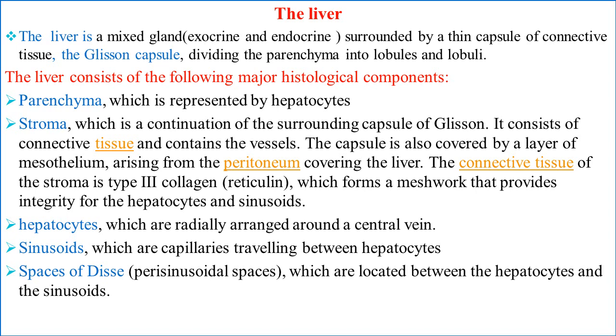While the stroma is a continuation of the surrounding capsule of Glisson, which consists of connective tissue and contains the vessels. This capsule is also covered by a layer of mesothelium, arising from the peritoneum, which is covering the liver. The connective tissue of the stroma is type 3 collagen, أو ما يسمى بالreticulin, which forms a meshwork that provides integrity for the hepatocyte and sinusoid.